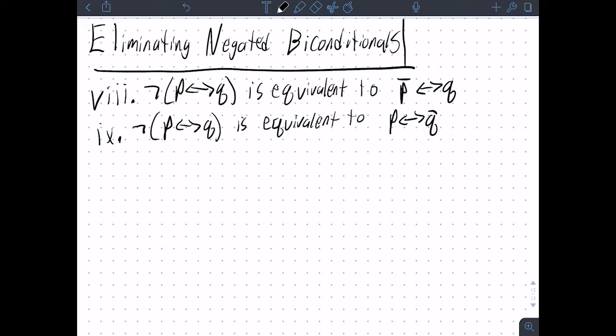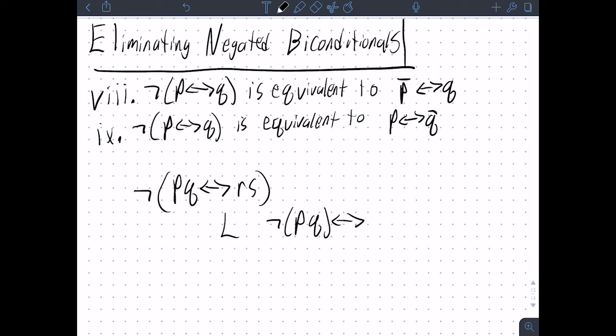I'll just give you one simple example of how we could apply both of these. So again, if we have the P, Q, R, S, right? So say we have this negated biconditional. So we could go from that to not P and Q only if R and S, or it's also equivalent to this, right.